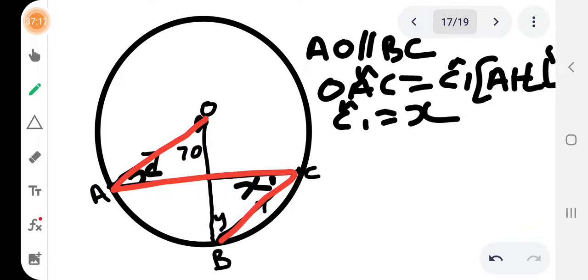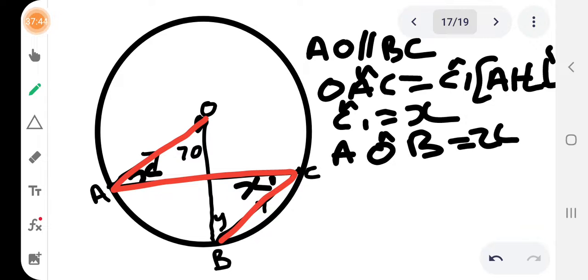Now let's find the size of x. We are simply going to say the angle at the center is twice the angle at the circumference, which is 70 degrees. We know that this is our center. So we say angle AOB is twice the angle at the circumference, which is our C1. So angle O is twice angle C1.